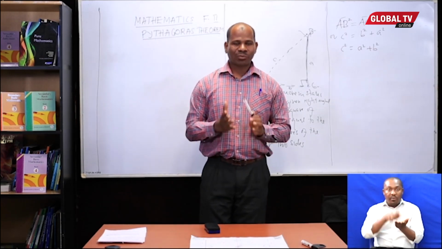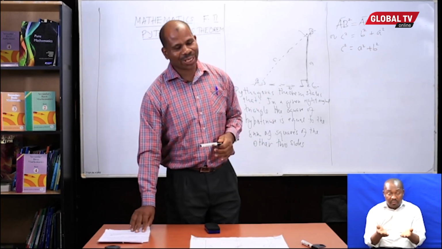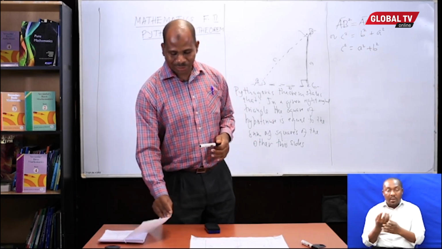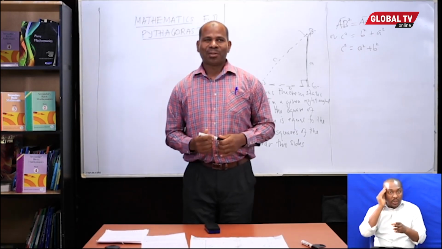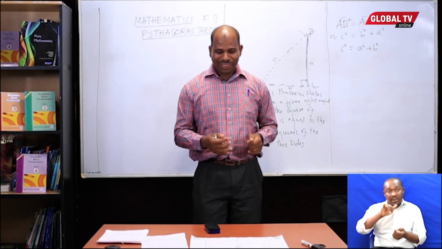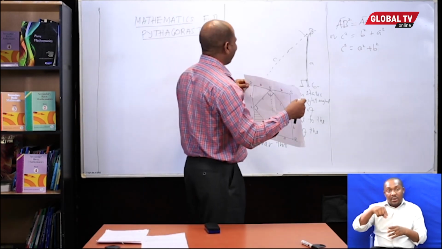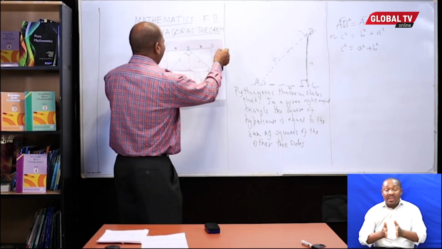There are alternatives to prove Pythagoras theorem. One of the ways is to use the concept of similarity. But for today, let us use another method, which is usually the square method. So now let us prove Pythagoras theorem using the square method.